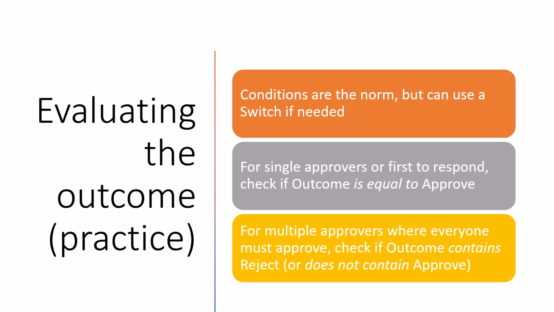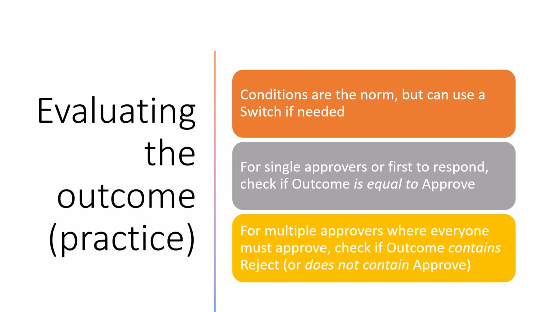Now, we're going to take a step back to that outcome string field. If you were using a single approver scenario, so just one person is approving, or you go with the first to respond approval type, then all you need to do is look at that outcome string and say, is that equal to approve, or the affirmative if you're using custom choices. If it is, then you're done.